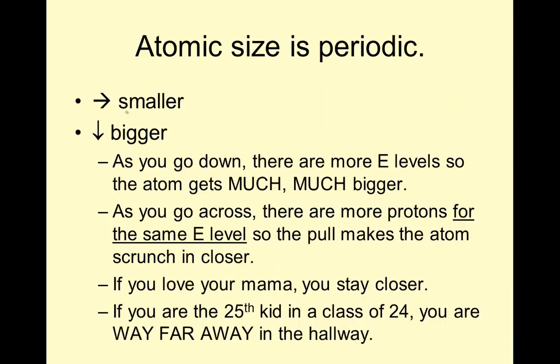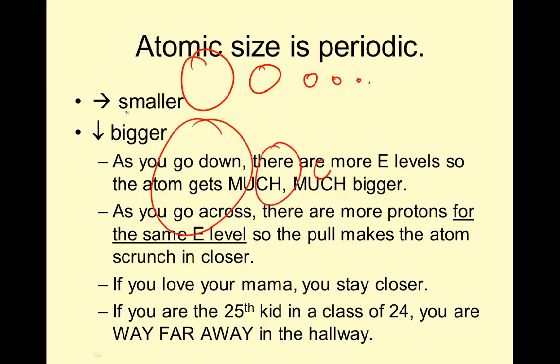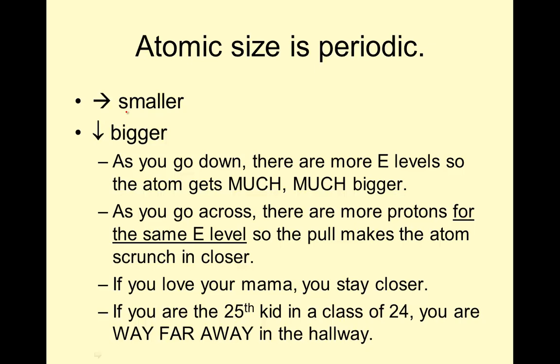These aren't the only trends that repeat, but they're the ones we're talking about. Atomic size is periodic, so again, we start big, and then it starts to get smaller and smaller as you go across. As you go down, it gets bigger. See how it's a little bit bigger than the one above it, but it still gets smaller, right? So now you have to know why. Here is the why.